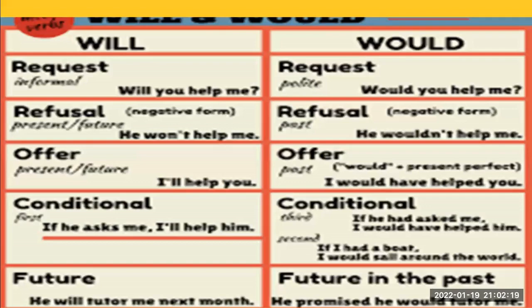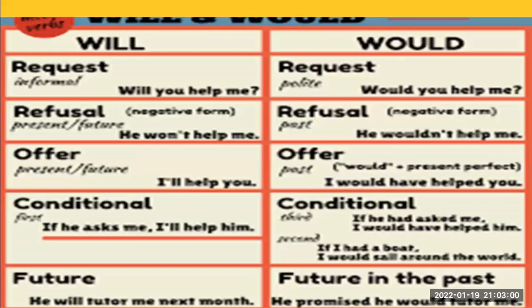Now, we've talked about conditional. If he asks me, I will help him. Okay, that's one particular way of using will. Then with would, you can say, well, if he had asked me, I would have helped him. All right.